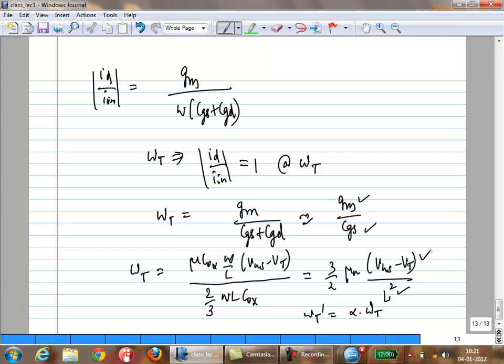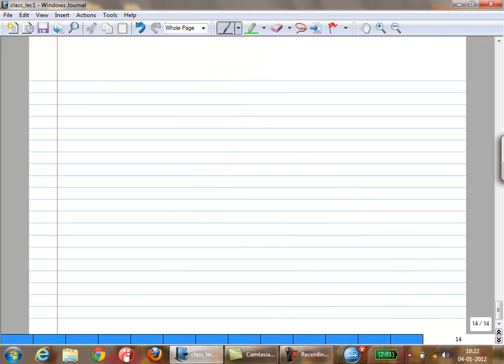If you want to increase the frequency at which you are operating, how do you do it? Increase VGS minus VT, or use the minimum length you can. Okay, so that's it for scaling. It's just a general overview of why you're doing this.